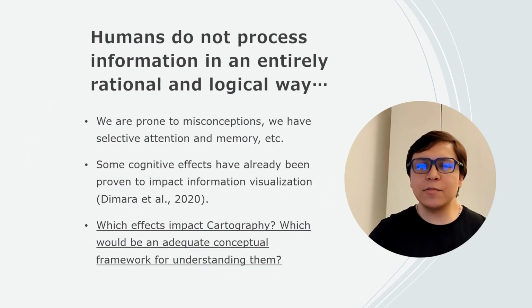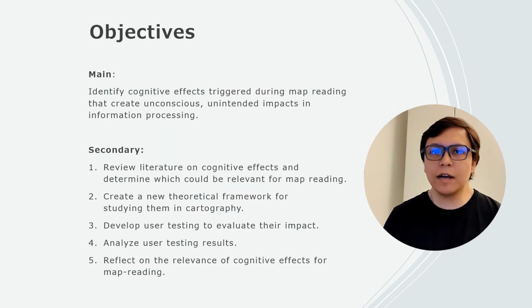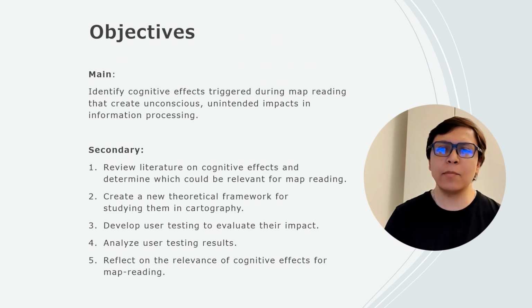To begin, I would like to point out that humans do not process information in an entirely rational and logical way, and that we already know that we have some problems understanding information visualization. So my question for this research was, what are the effects that impact map reading, and what is the way to study these effects? To be able to answer this question, I set up the objective of identifying cognitive effects that are triggered during map reading that create unconscious, unintended impacts in the way we process information.